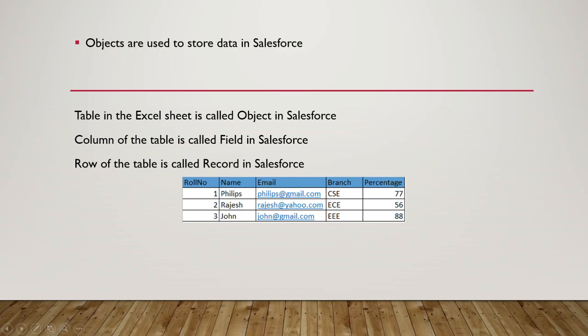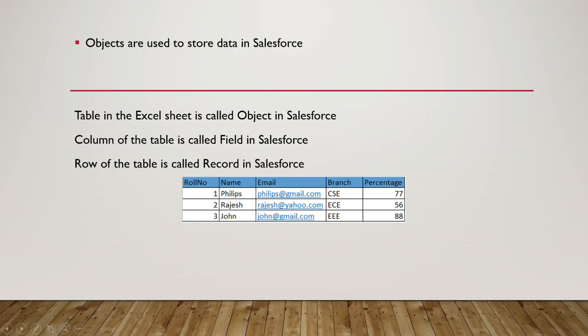So here, whatever the table that you can see, which is available here in the Excel sheet, that is called an object in Salesforce. So to store the data in this format, we use objects. And whatever the columns you can see, roll number, name, email, branch, all these in the Excel format, we call them columns, but in Salesforce, we call them fields. Roll number is one field, name is another field.